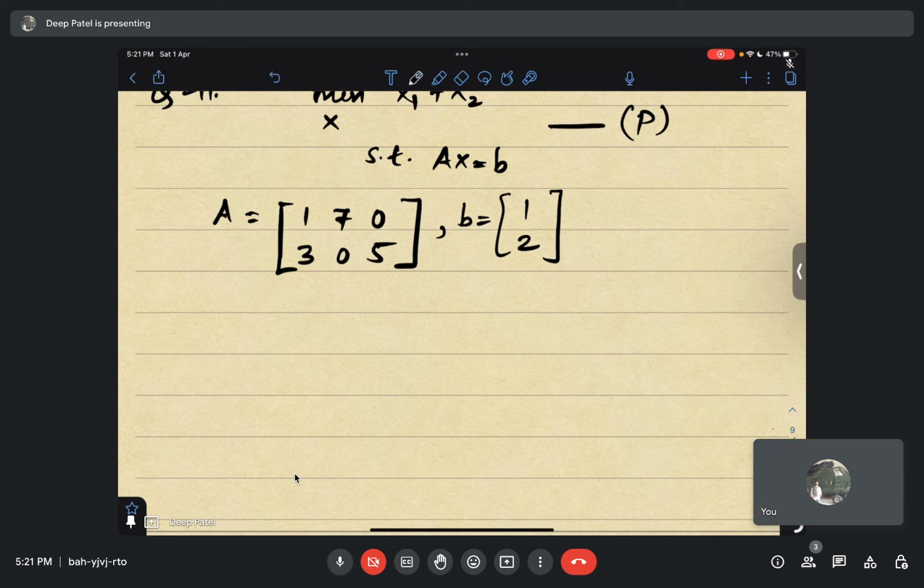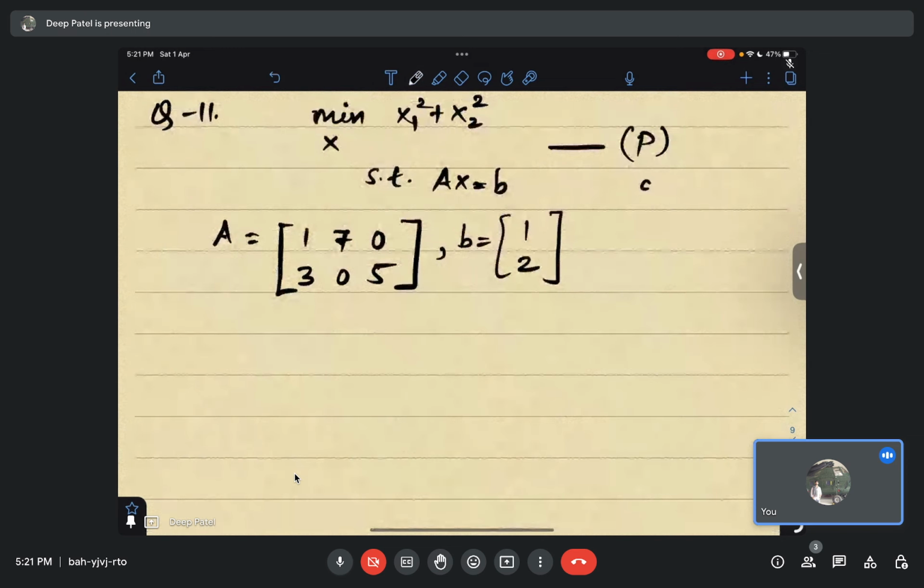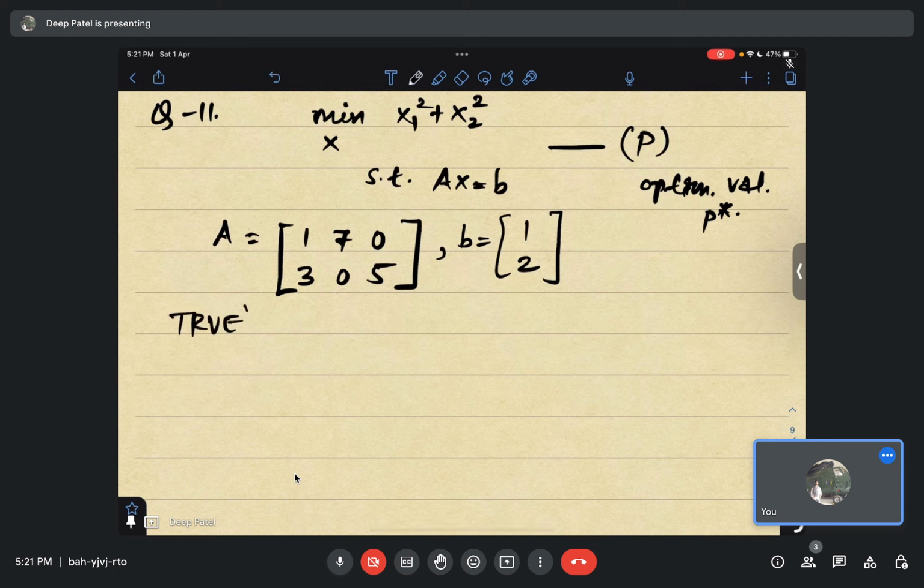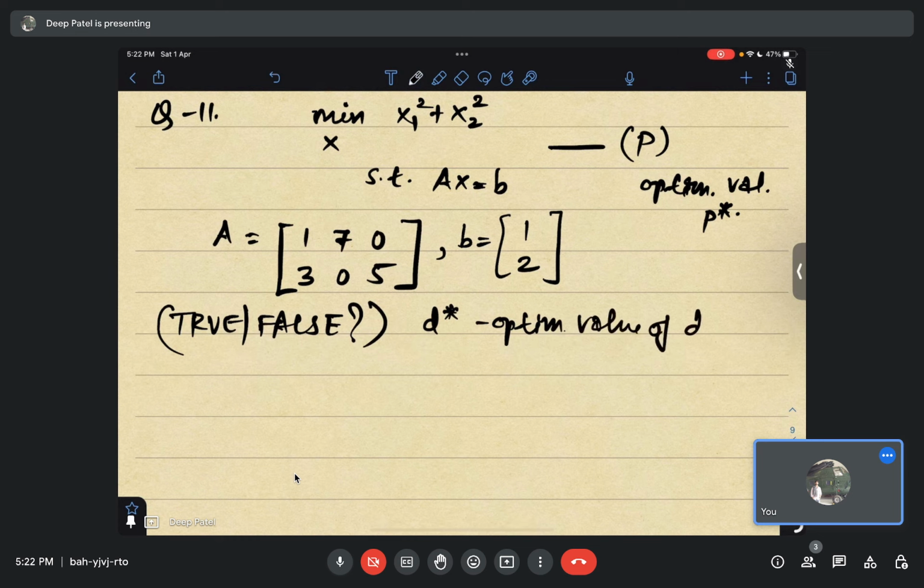Okay, so let's say the optimal value for this optimization problem is p star. True or false, the following statement that we need to determine: if d star is the optimal value of the dual, then p star equals d star. Is this true or false?